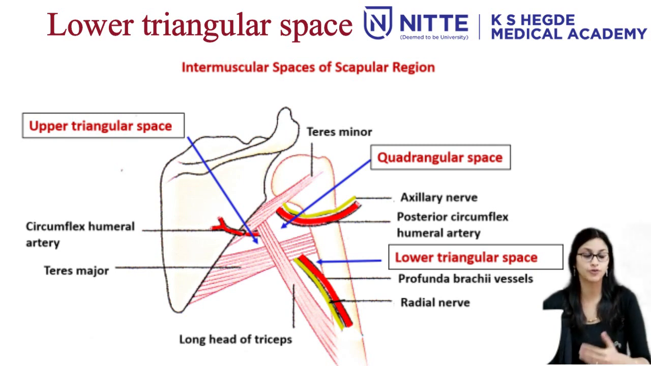From this lower triangular space, these two contents, that is the radial nerve and profunda brachii vessels, enter the spiral groove of the humerus.